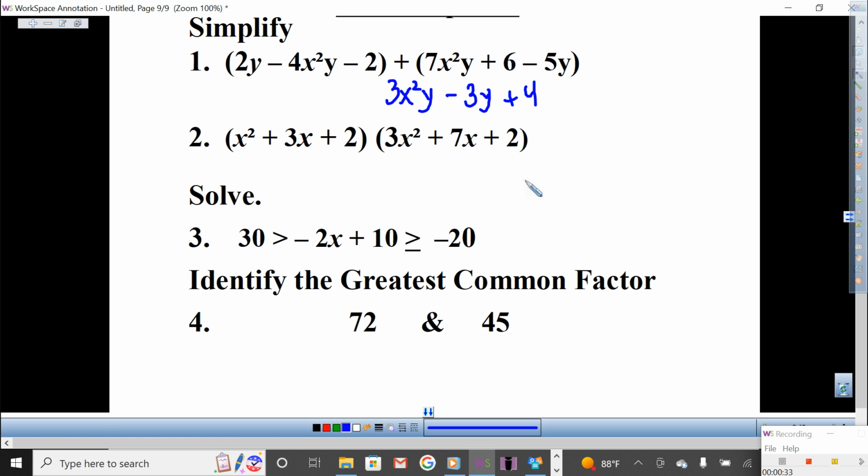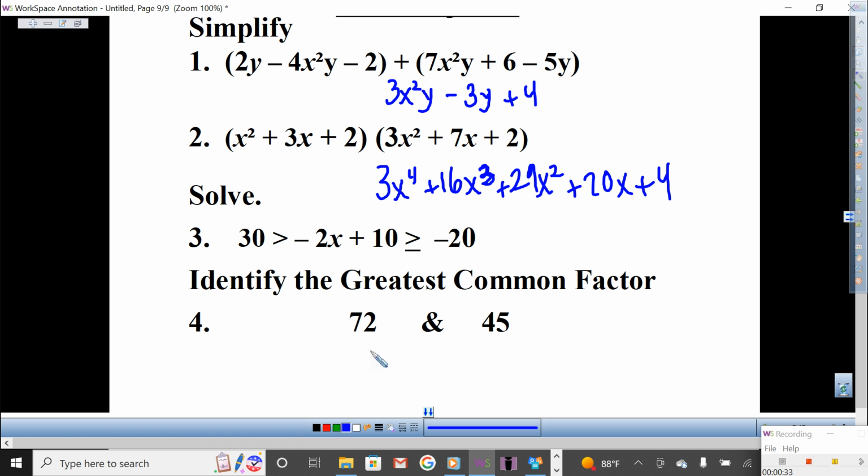Number 2. What'd you get for number 2? Jaden, go. 3x to the 4th plus 16x squared. Oh, third power. Plus 29x squared plus 20x plus 4. Hands, have you got that? Looks about right. Thank you.